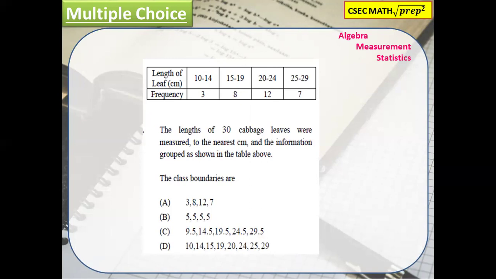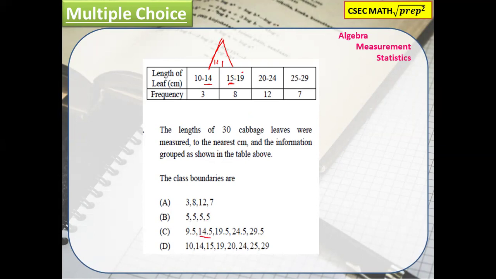Moving on to another statistics question. So we have grouped data here showing frequency, the length of leaves. So 30 cabbage leaves are in this survey, and it's just simply asking for the class boundaries for this question. Now, class boundaries is a concept that connects classes together. So for example, these two classes, we have 14 here and 15 there. The number in between is a boundary. So it's 14 plus 15 divided by 2, that's 14.5.